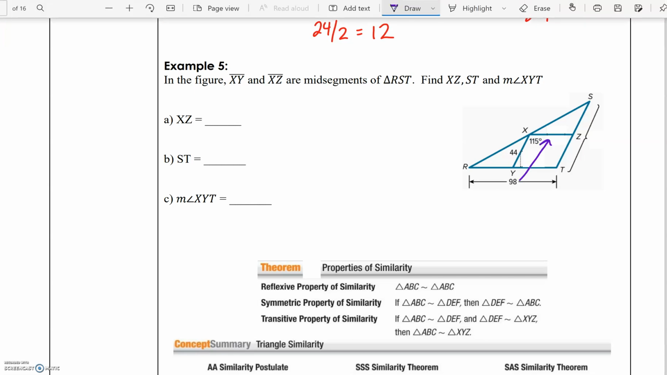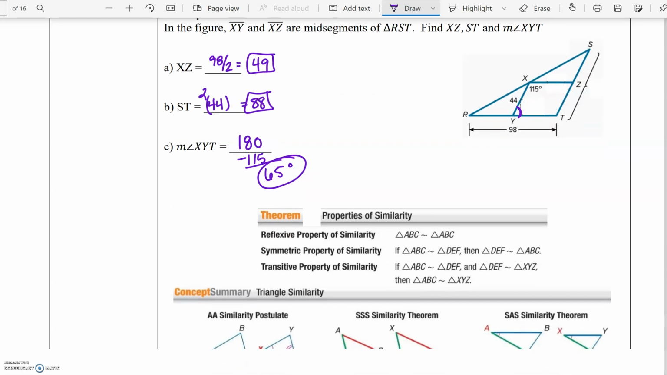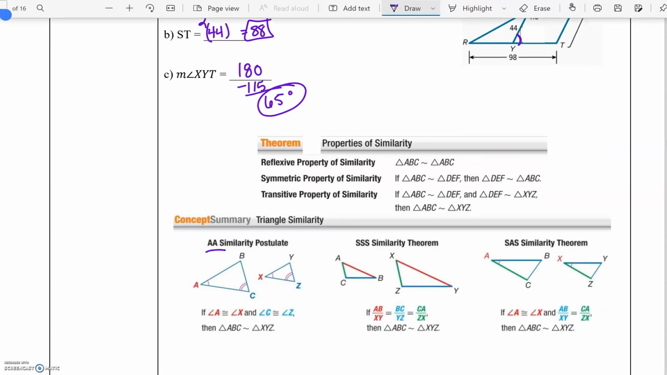All right, so this one's going to be half of 98. And that would be 49. ST, this one is double, so 44 times 2, so 88. And then our angle here, XYT, well, those are supplementary because they're not alternate, so that would mean that it would be 180 minus 115, so 65 degrees. And then here's just a recap of the 3 we talked about, that one from 8.3 and these 2 from 8.4.